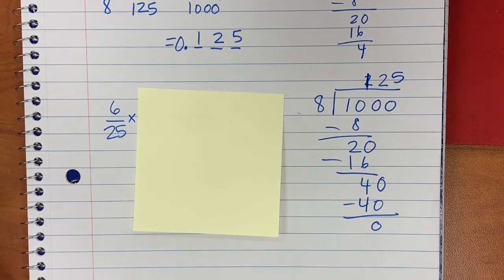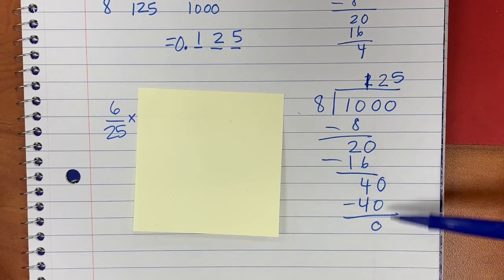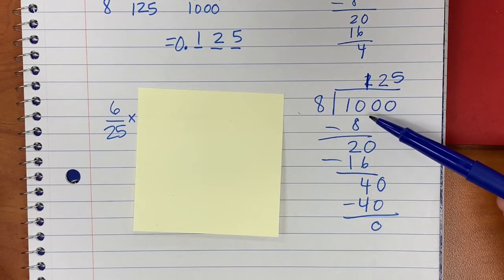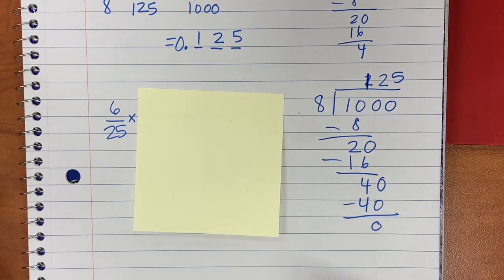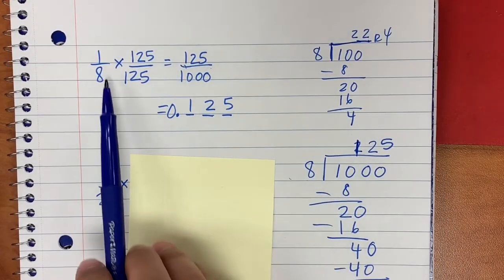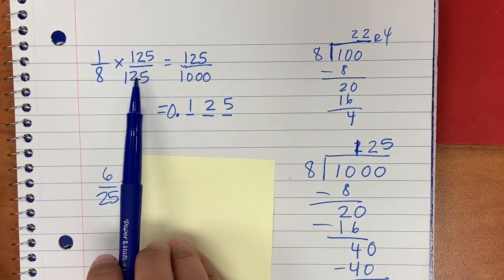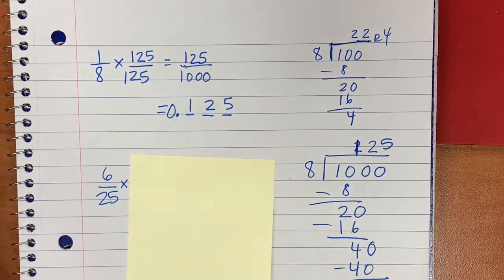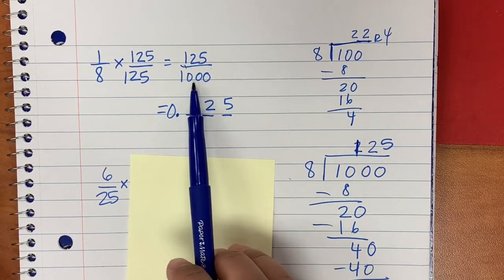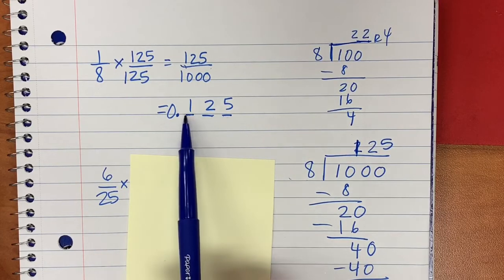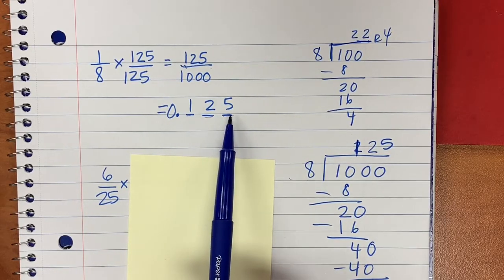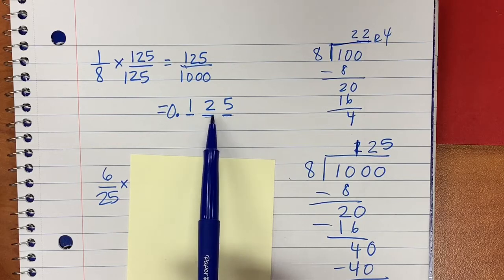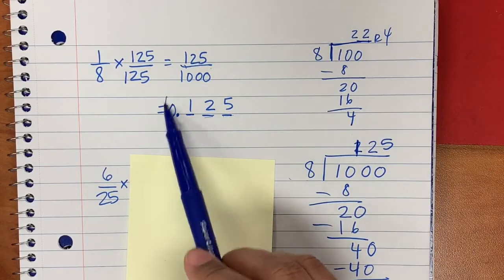Sorry guys, my camera stopped recording. So I finished off this long division problem, and it did go in evenly. 8 went into 1,000 125 times. And so as a result, we know then that we can multiply 1/8 by 125 over 125, and that will give us 125 thousandths. And now that we have this, we can write it into decimal form. You've got tenths, hundredths, thousandths. Write the 5 in the thousandths place and then work backwards. So you have 125 thousandths as your answer.